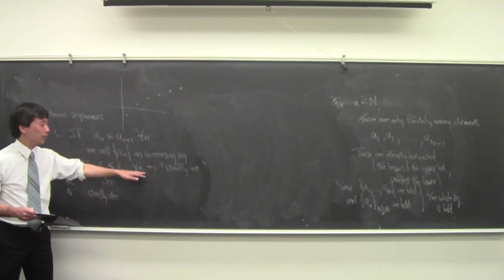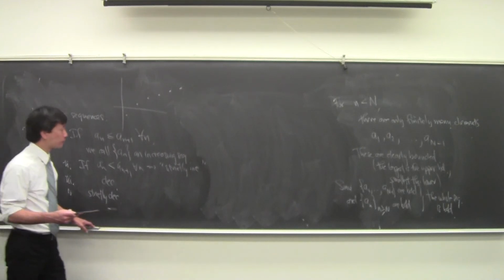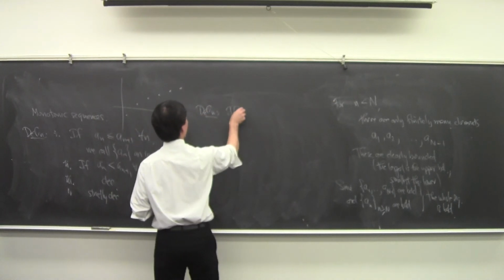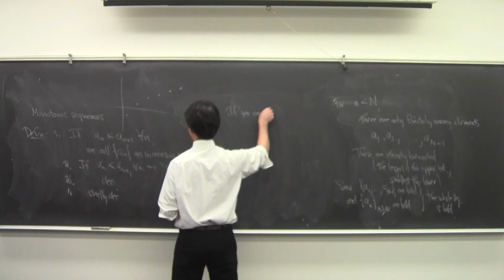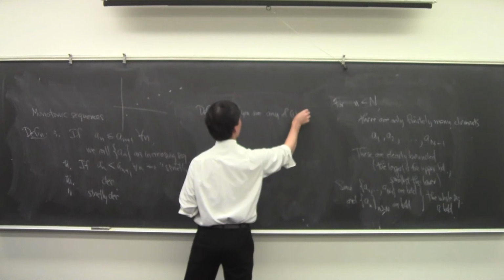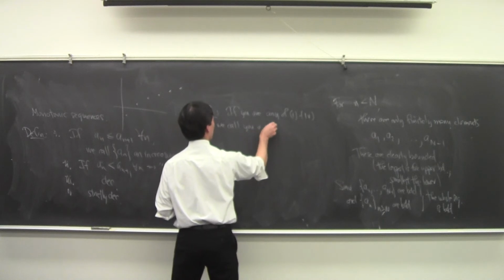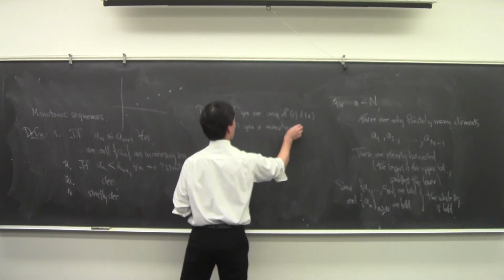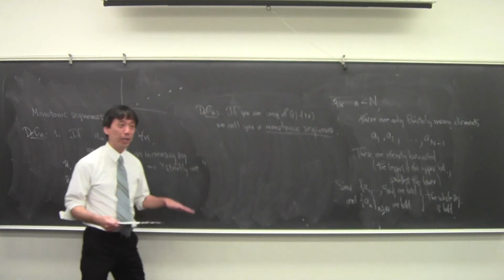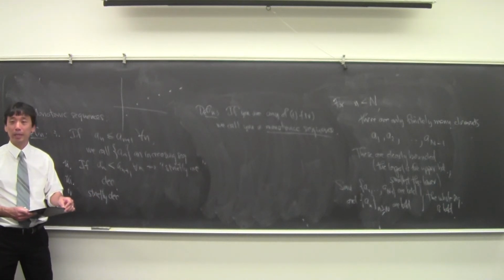It's just a tighter condition. Okay. And here's the definition. If you are any of 1 through 4, we call you monotonic. Monotonic sequence. If you're an increasing sequence or you're a decreasing sequence, strictly or non-strictly, then we say you're monotonic.